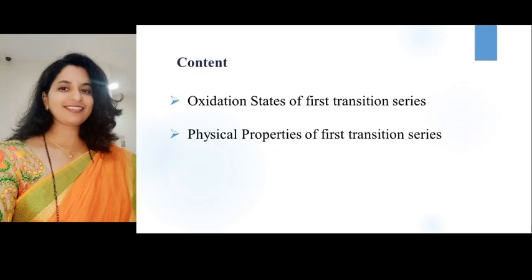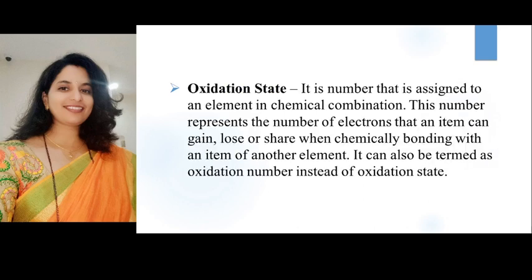Today we are going to learn oxidation states of first transition series and physical properties of them. Let's learn what is meant by oxidation state. It is a number that is assigned to an element in a chemical combination. This number represents the number of electrons that an atom can gain, lose or share when chemically bonding with an atom of another element. It can also be termed as oxidation number instead of oxidation state.